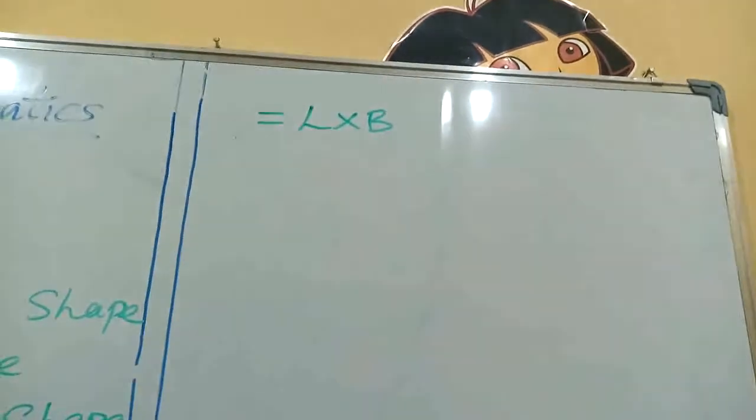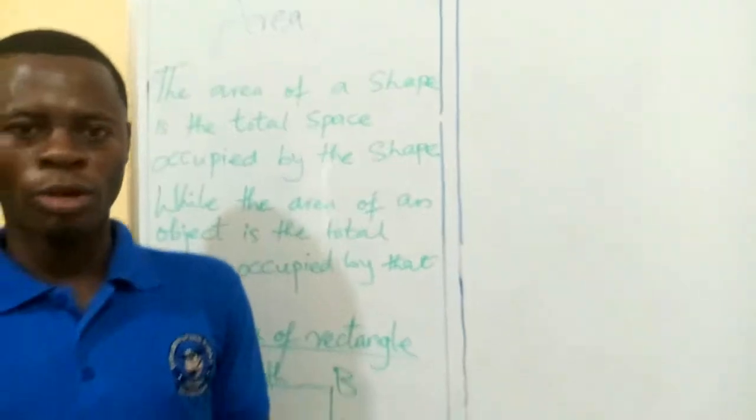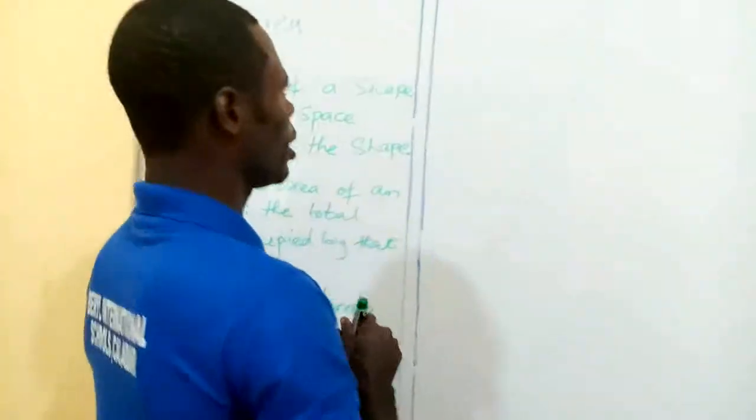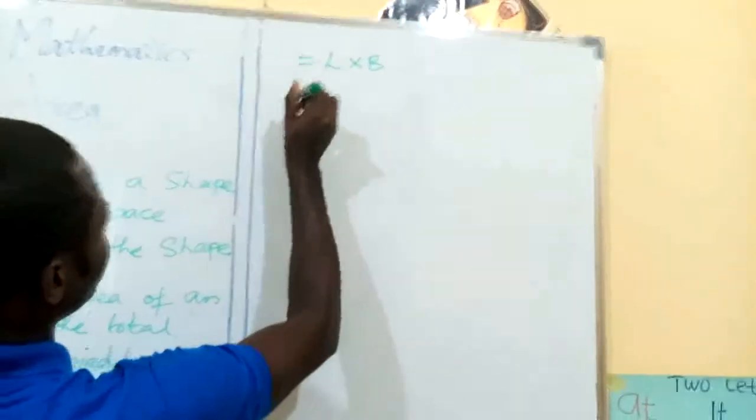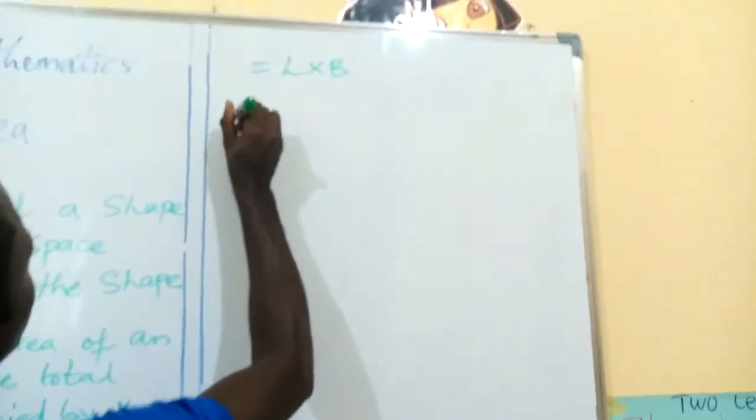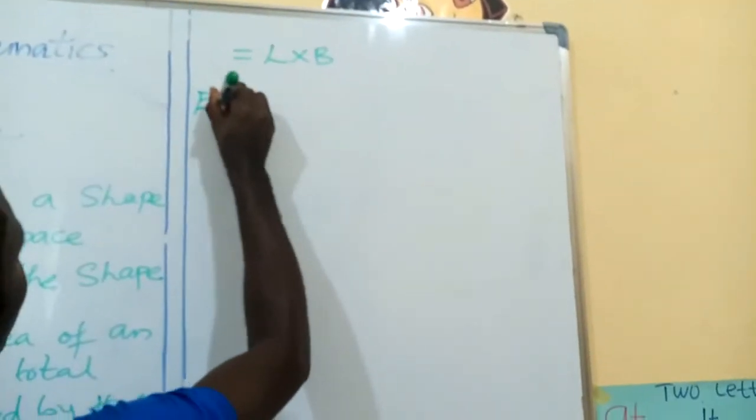Okay? Alright, next we'll be looking at examples. We're going to be solving some problems under the area of a rectangle. So we're going to be looking at some examples.